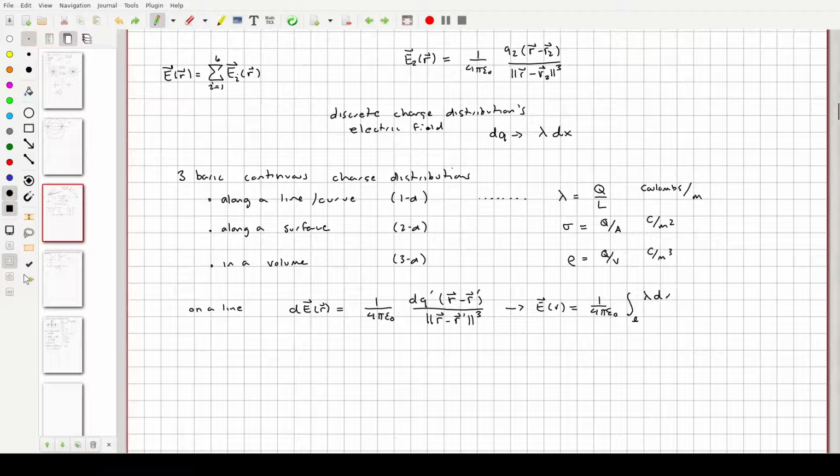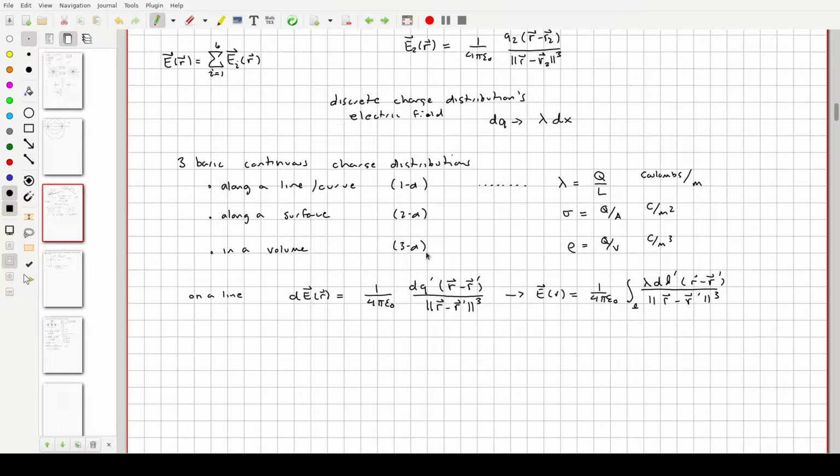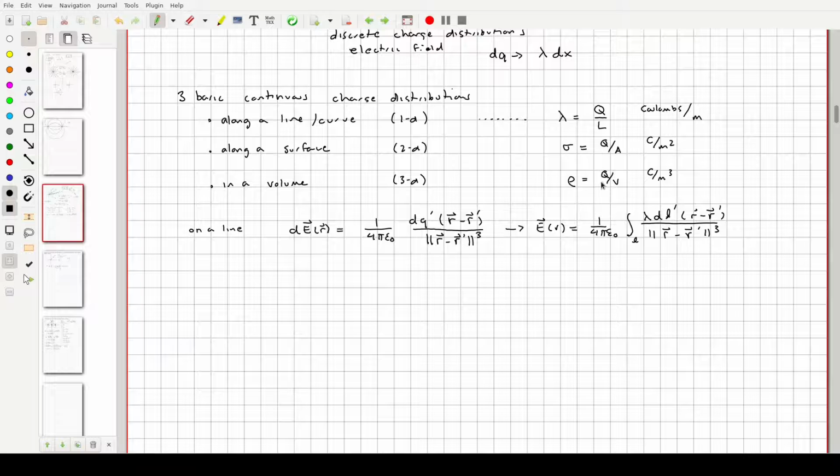I'm just going to call it L prime, over the length, R minus R prime, divided by R minus R prime cubed. So that's on a line. Now, what about along a surface or in a volume? Well, it's really no different, except now you're integrating over areas or you're integrating over volumes.